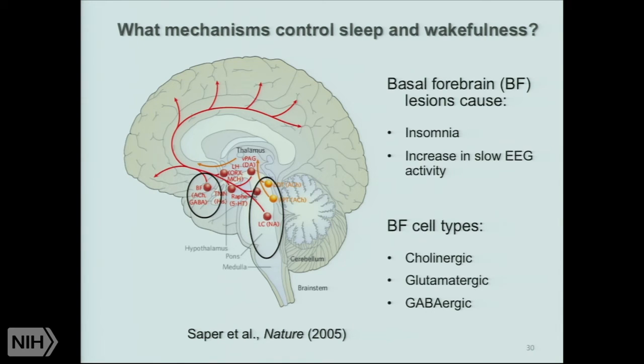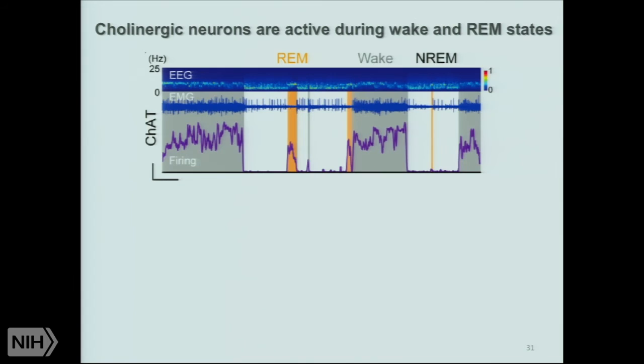Now, the basal forebrain, previous studies suggested that lesion causes, in some cases, insomnia. In other cases, it causes an increase in slow EEG activity, right? So this is a sleepier kind of brain state. So that suggests that the basal forebrain is important for both sleep and wakefulness. In terms of cell types, there are cholinergic neurons, which are really well known because these are really damaged in the early part of Alzheimer's disease. But there are also a lot of glutamatergic and GABAergic neurons. So we decided to take a closer look at each cell type.